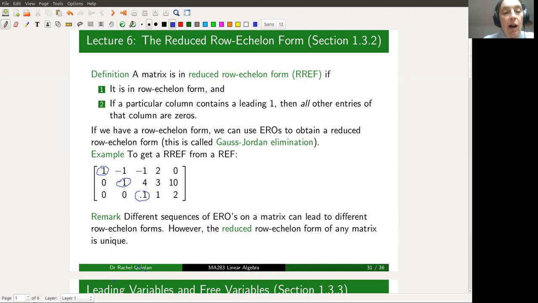Third thing, in the columns below the leading ones, we should have nothing but zeros. So if we look at each of the leading ones in that example, we can see that underneath them in their columns is nothing but zeros. We do have some non-zero entries above them.